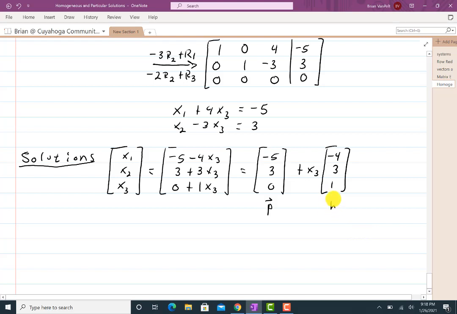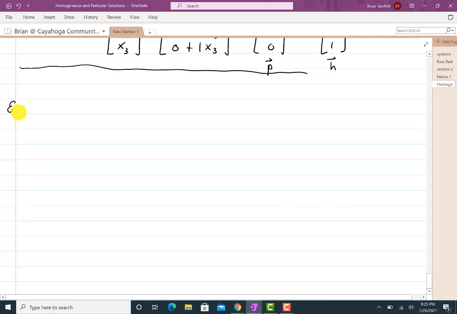It's the one that we go by because that's the one that I can pull out from here. And of course, I'll use H to be that portion, the homogeneous portion, or at least just the negative 4, 3, 1. You plug that vector in, A times that will equal 0. Of course, A times this will equal whatever we had on the other side to begin with.